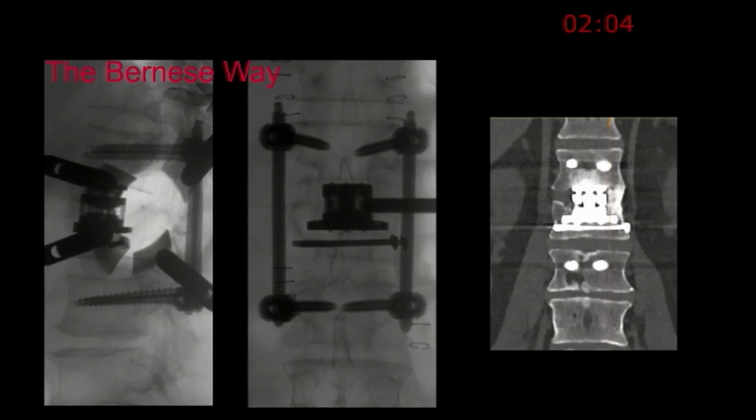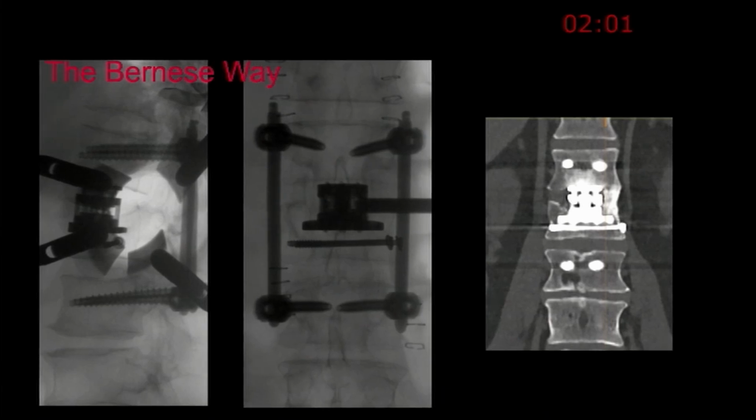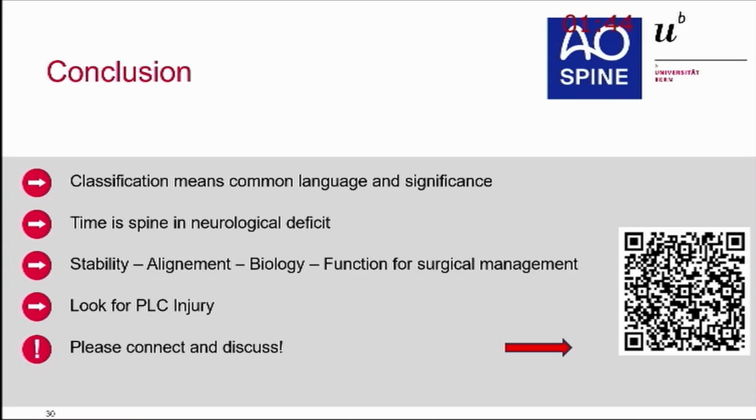And you see this is after 6 months, the CT scan, there's a complete fusion in the anterior aspect. And after that, we're going to remove the posterior instrumentation to maintain the largest amount of stability, of mobility. Again, respecting the AO spine principles.